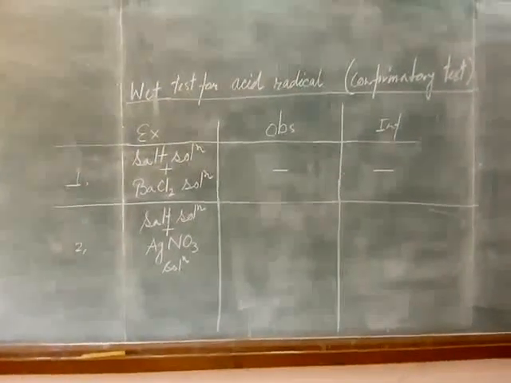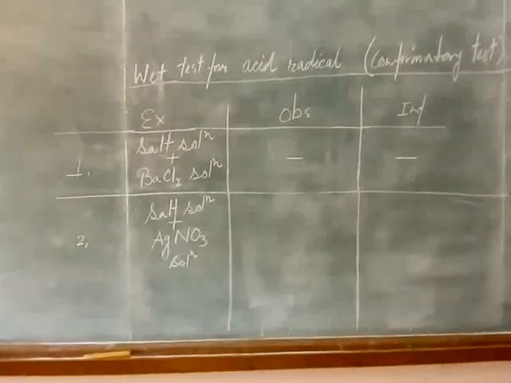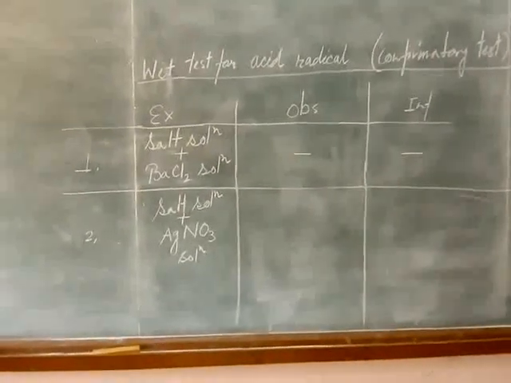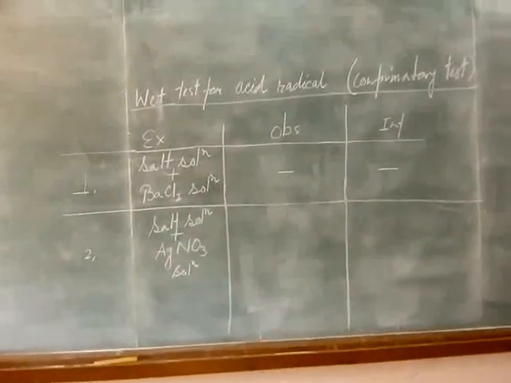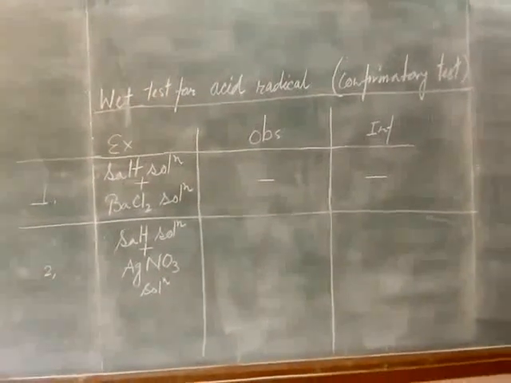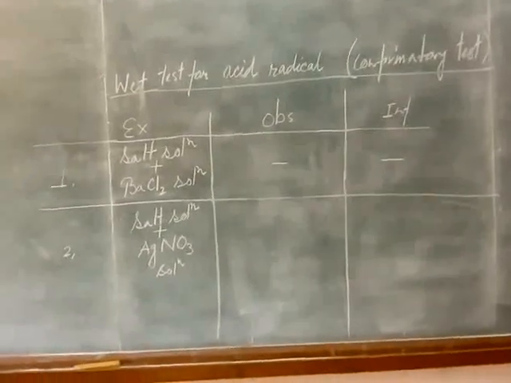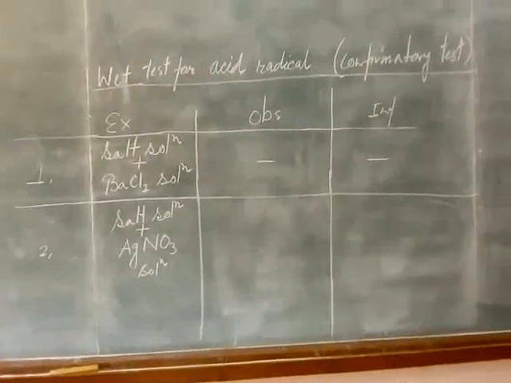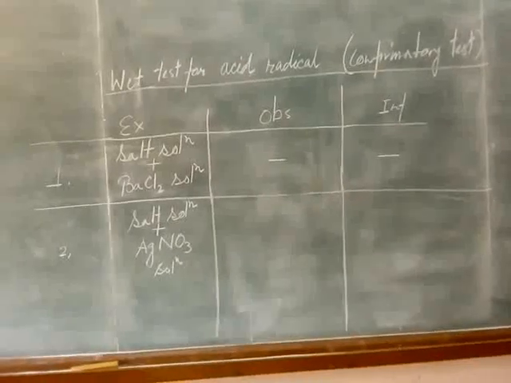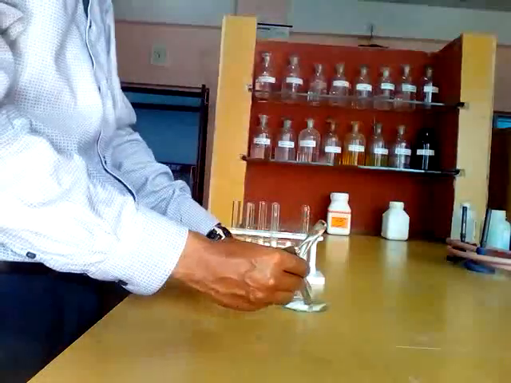This is a preliminary test, so here we are writing may be present, not confirmed. Now we are going to do wet test for acid radical. There are two parts: one is the barium chloride test, another is the silver nitrate test. Barium chloride test gives confirmation for two radicals, carbonate and sulfate. Silver nitrate test gives confirmation for three radicals: chloride, bromide, and iodide. For the silver nitrate test, we need to prepare salt solution.